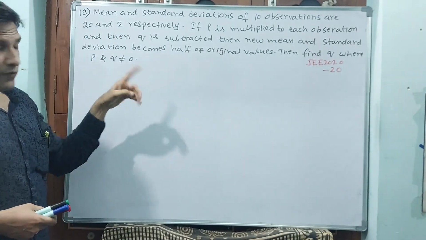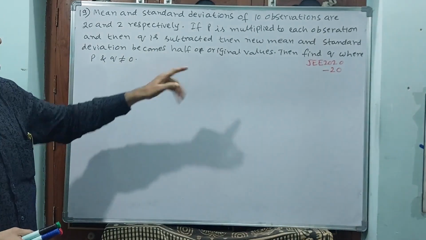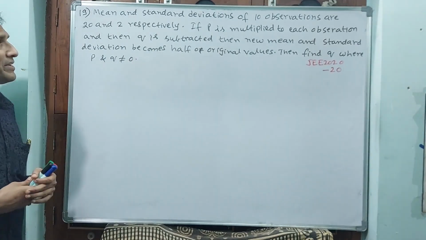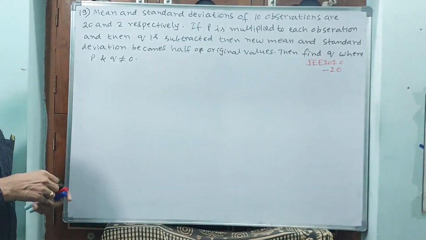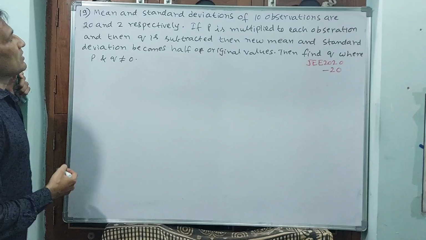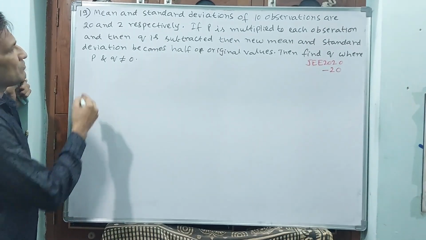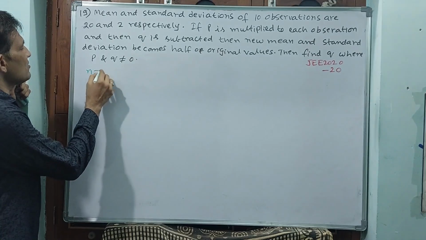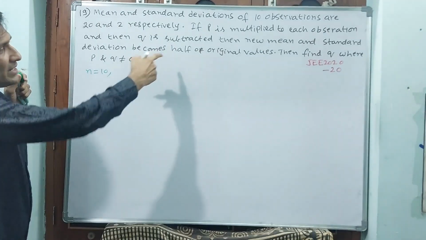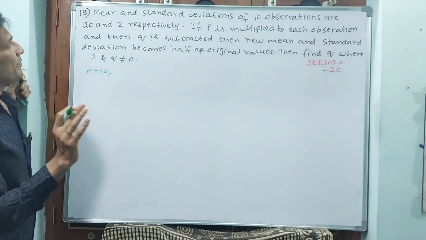Find Q, where P and Q are not equal to 0. That means P and Q are not equal to 0, and they are asking for the value of Q. Okay? Observe carefully how we are going to solve this. First, what they have given: mean and standard deviation of 10 observations. That means n is equal to 10. In the second case also n is 10 only. n is not increasing.